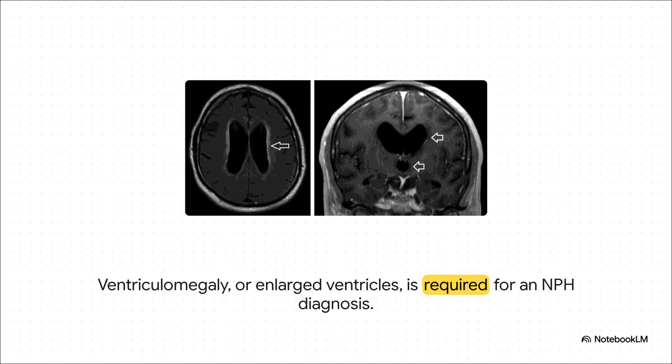You absolutely have to see this on the brain scan. Ventriculomegaly. The ventricles, the fluid-filled spaces in the brain, are just way bigger than they should be, even for the patient's age. Without that finding on imaging, it's not NPH.